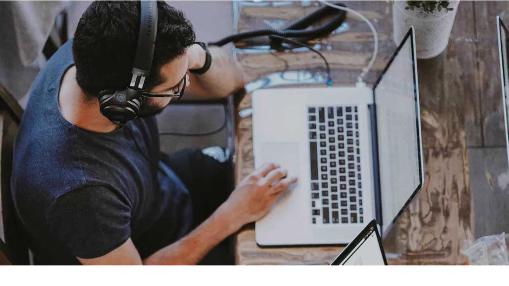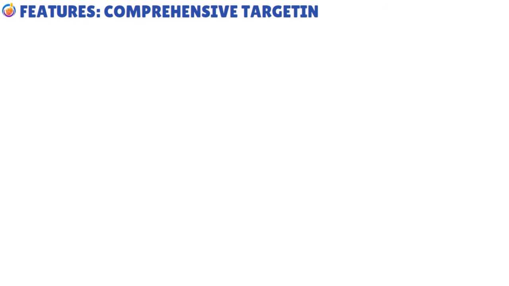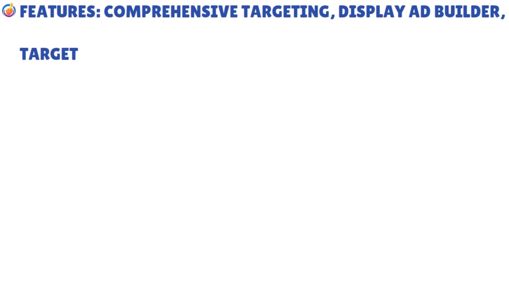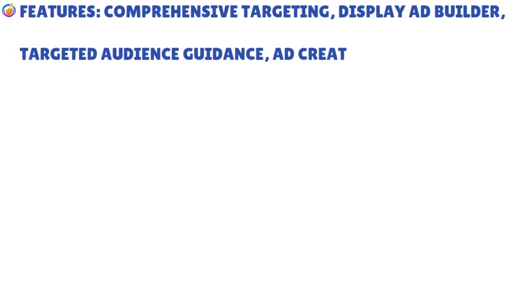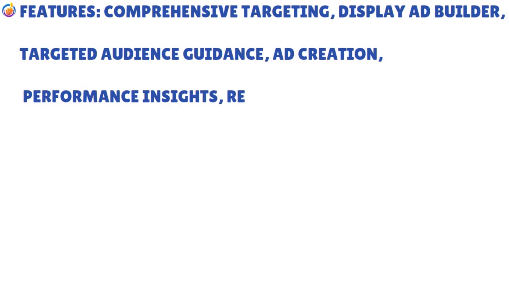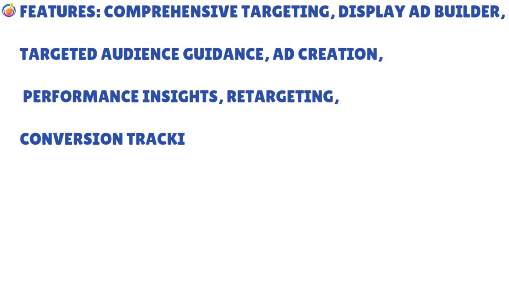Why? You can target listeners by age, gender, language, location, music, or podcast genre. Okay, and you're able to do so across different user interests and statuses. This is kind of cool. So you're able to do all these things, and we love the fact that you have also access to wonderful features. For example, comprehensive targeting, display ad builder, targeted audience guidance, ad creation, performance insights, retargeting, conversion tracking, and real-time optimization.